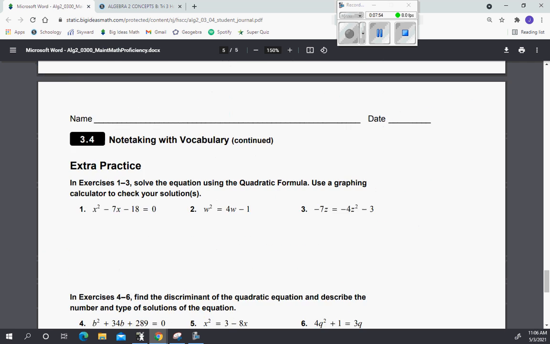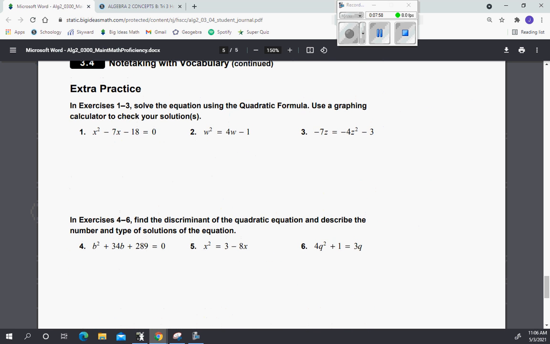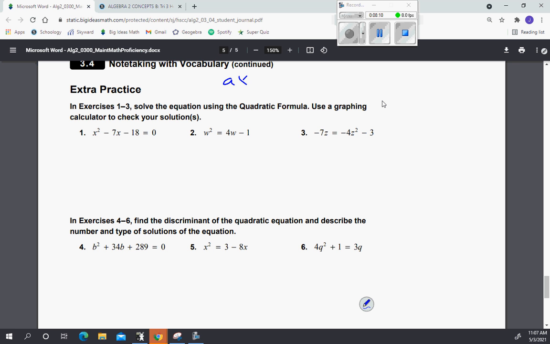Let's scroll down here. Let's solve for one of these. Not number 1, that one seems a little easy. Let's go to number 2. First things first, we want this in the form ax squared plus bx plus c. Right now, we don't have it in this form.